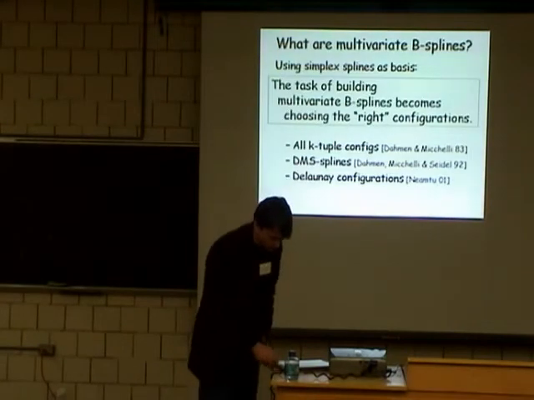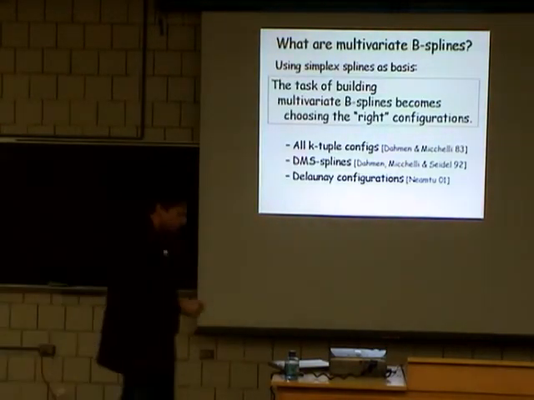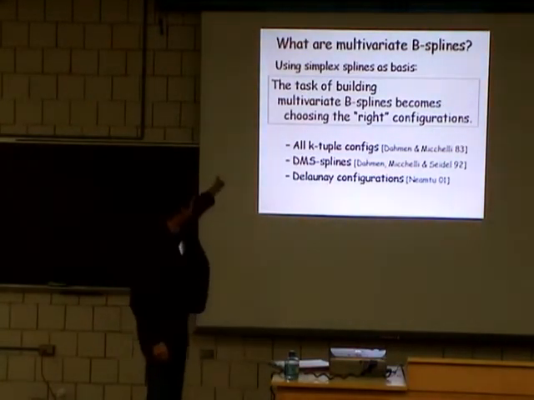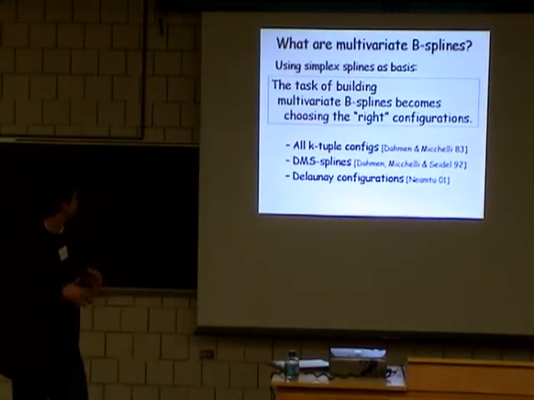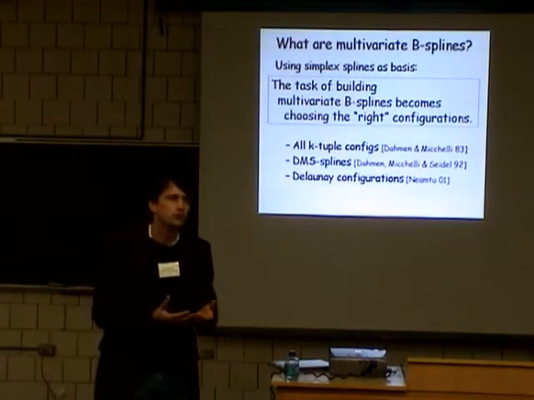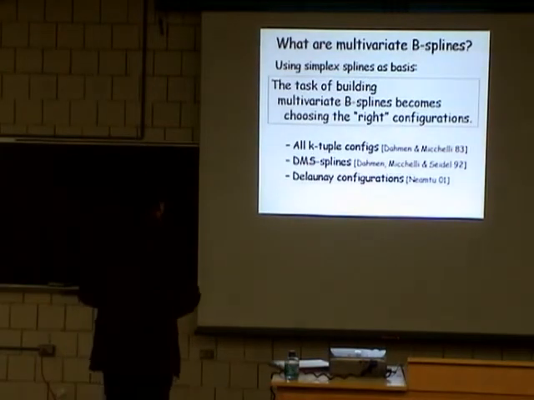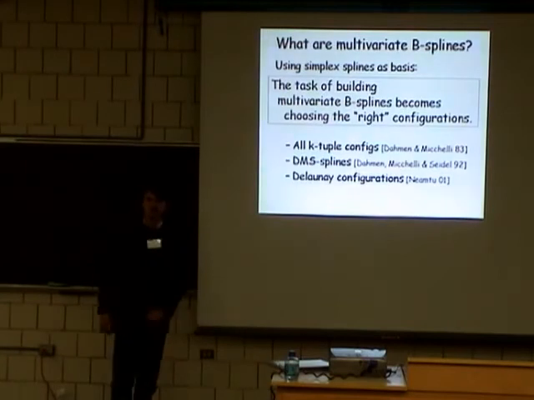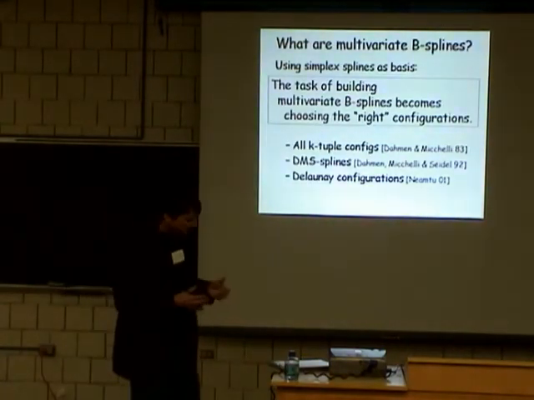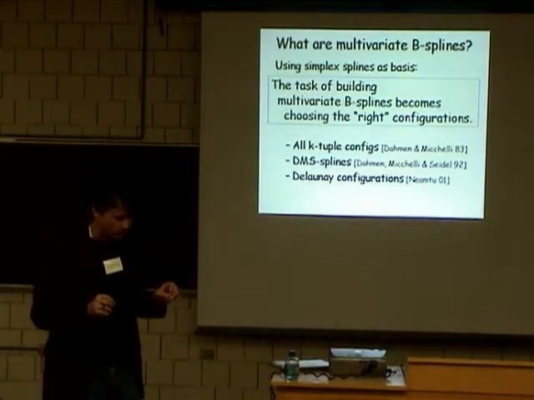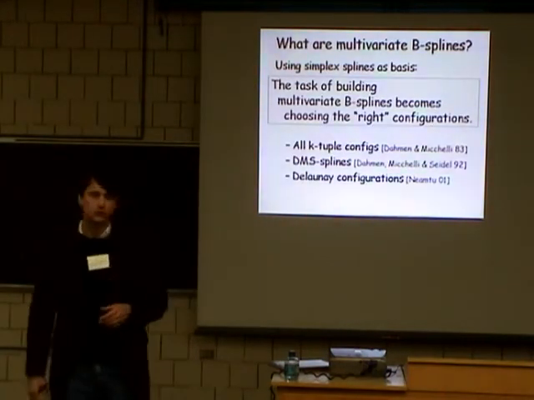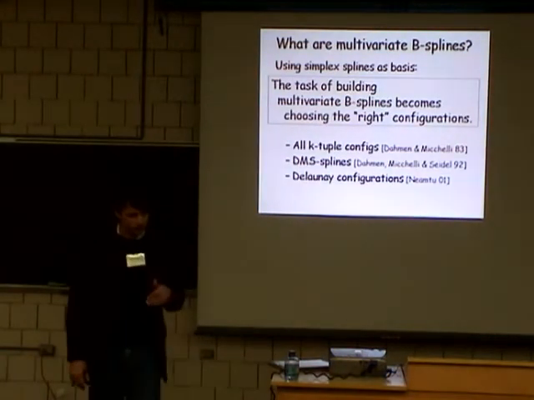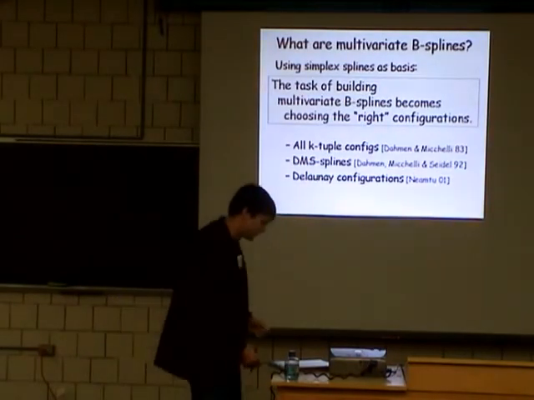All right. So here's the slide that I wanted to do earlier. So what are multivariate B-splines? If we're going to use the simplex spline as a basis, which is what the standard techniques do, with Dahmen, Micchelli, Seidel and Neamtu, then the task of building bivariate or multivariate B-splines becomes choosing the right configurations, the right tuples of points that we're going to lift and make simplex splines. And so Dahmen and Micchelli in 1983 said, just choose all k-tuples and make splines for everything, and that's too many. They later said, let's make tuples by taking some of the points and putting them in multiple times, and we can get by with fewer tuples, and if we're careful, we can still get the smoothness. That's too much work. I want things to be automatic, and it's also duplicating some points and not duplicating others.